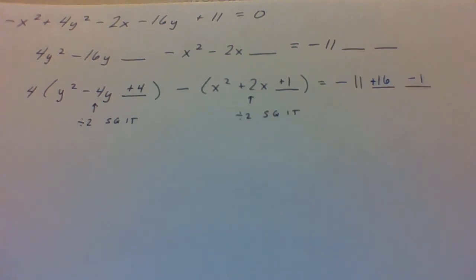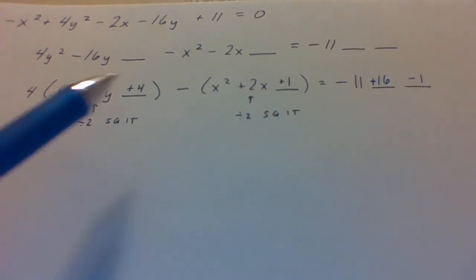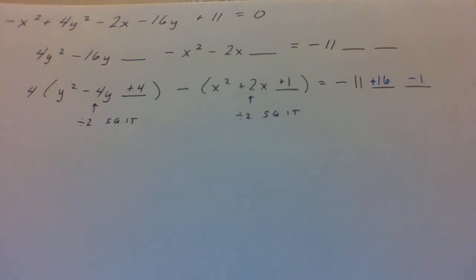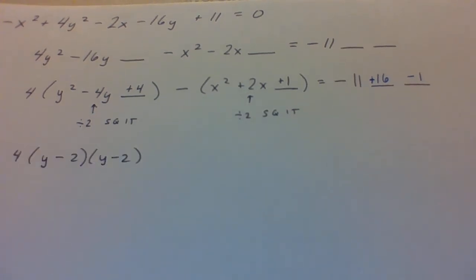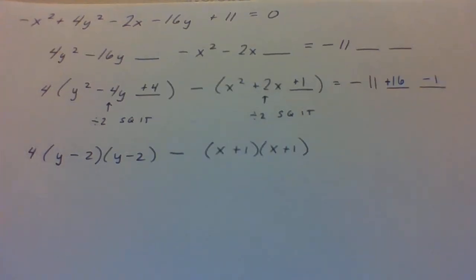And now remember that the whole point of doing that was that we created perfect squares, so we can go ahead and factor. If we're working with these y terms, this trinomial is going to factor into y minus 2 times y minus 2. Don't forget to bring your 4 down. Let's go ahead and do the x terms next. This is going to factor into x plus 1 times x plus 1. And if we simplify the stuff that we have on the far right-hand side of the equal sign, we're going to get a positive 4.